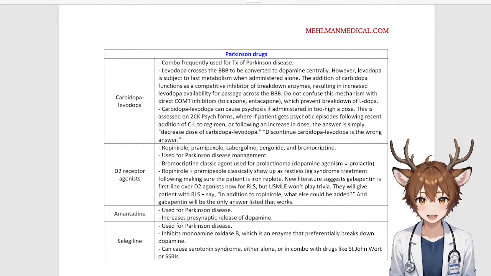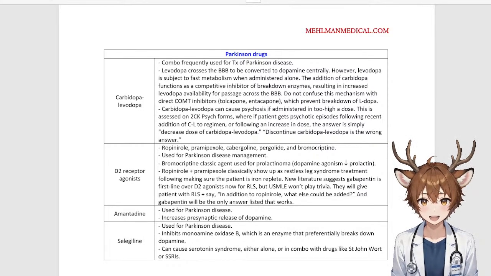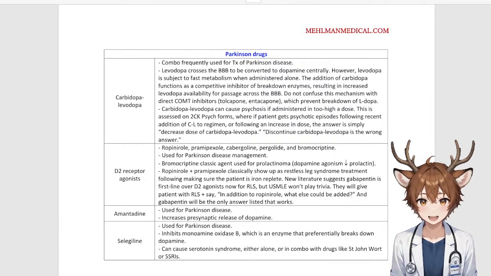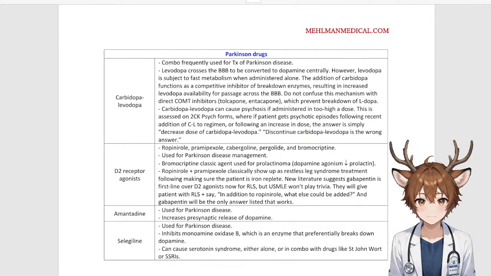USMLE won't play trivia. They will give a patient with RLS, or restless leg syndrome, and say, in addition to ropinirole, what else could be added? And the gabapentin will be the only answer listed that works.